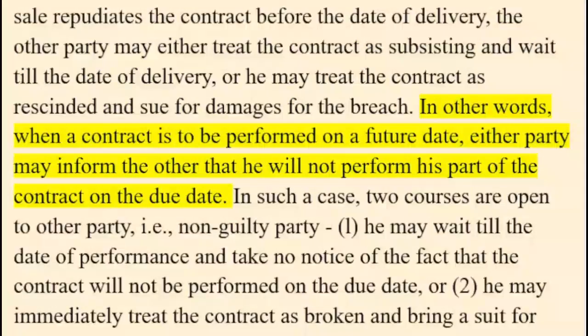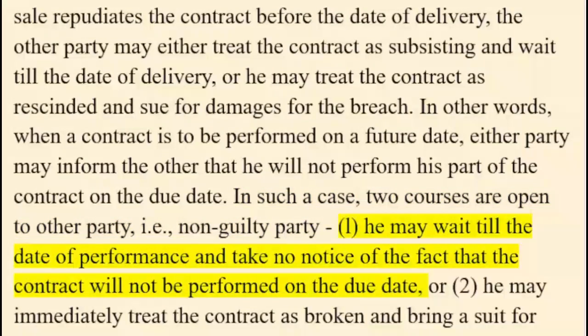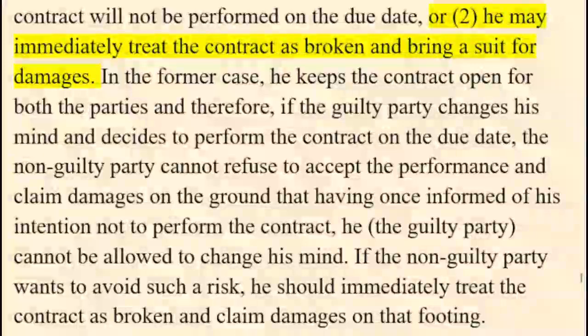In other words, when a contract is to be performed on a future date, either party may inform the other that he will not perform his part of the contract on the due date. In such a case, two courses are open to the other party, i.e., the non-guilty party. 1. He may wait till the date of performance and take no notice of the fact that the contract will not be performed on the due date. Or, 2. He may immediately treat the contract as broken and bring a suit for damages.